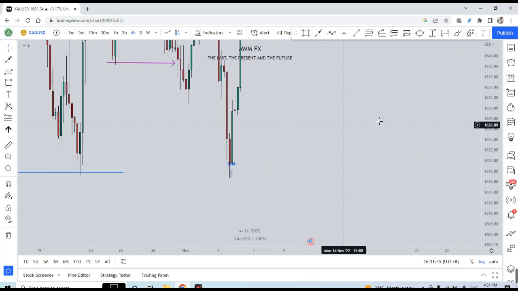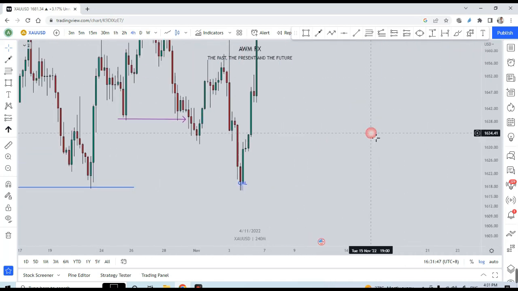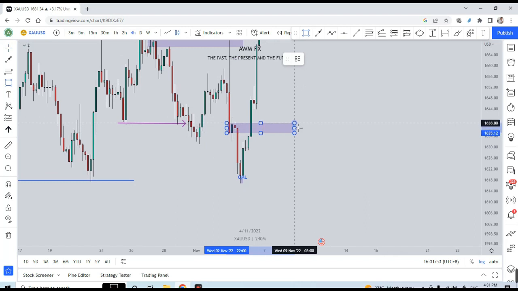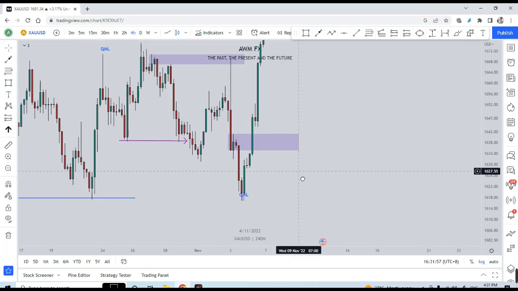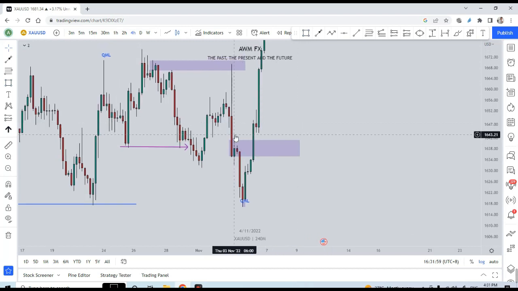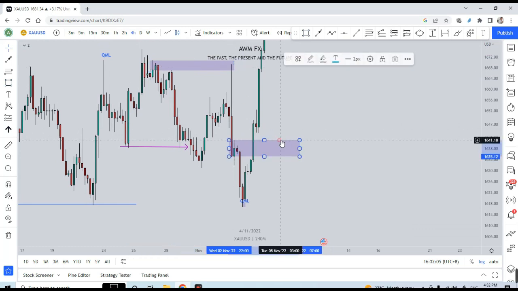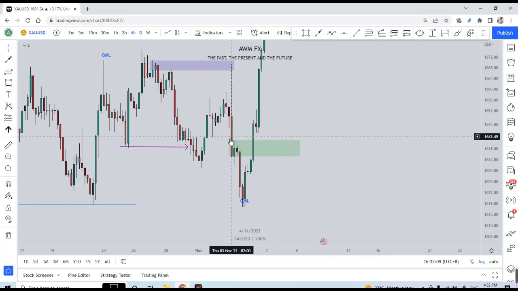Now we look at the higher time frame. Of course, there are a lot of roadblocks along the way. The first roadblock is right there, the whole thing right there. After that, you can see there is no other supply zone, which means the only roadblock is right there. So it's up to you whether you want to take the risk.